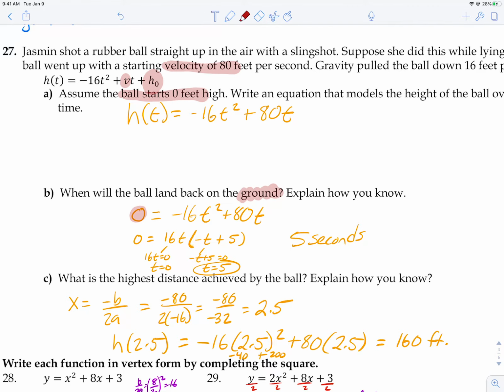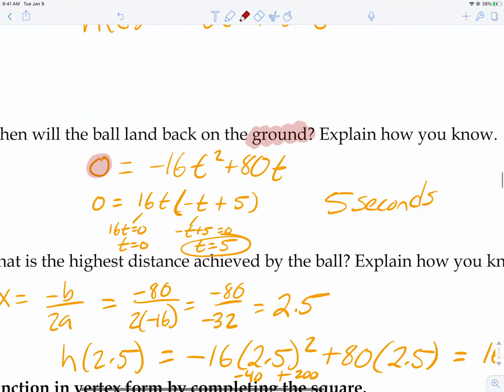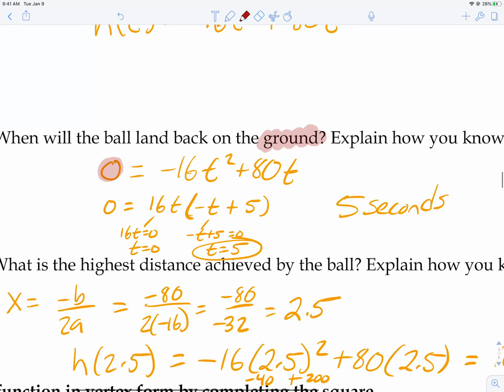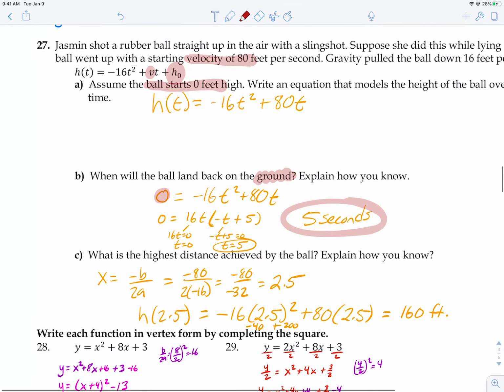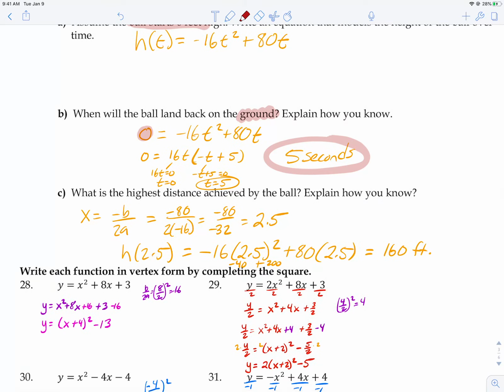So if you factor out a 16t, you end up with t equals 0 or 5. Well, the 0 is when it started, so that means that after 5 seconds is when it landed back on the ground. What is the highest distance achieved by the ball? So that's going to be your vertex.